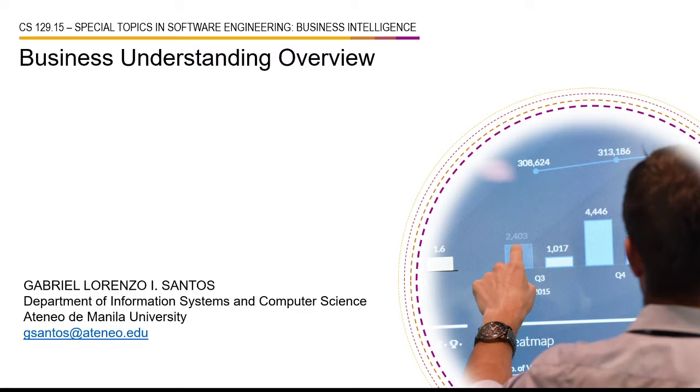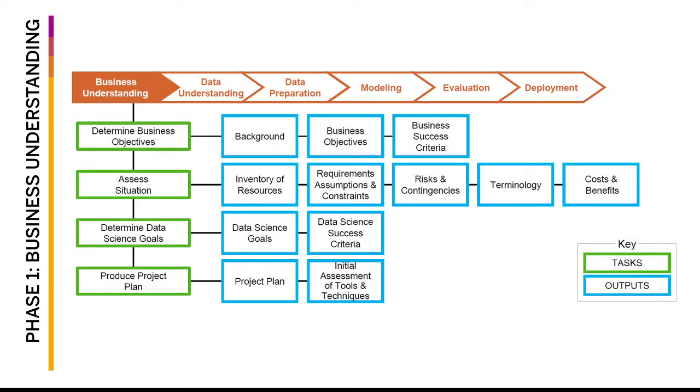In this section, we will look into the business understanding phase of the CRISP-DM cycle. The business understanding phase, in summary, allows us to completely understand what the problem is from a business perspective, and also to plan for the upcoming data mining or data science project. The tasks are in green boxes, and the deliverables for each task are in blue boxes. Let's look at each task one by one.